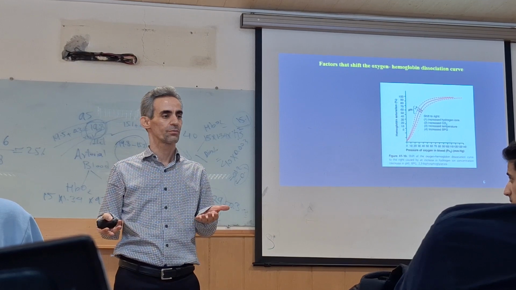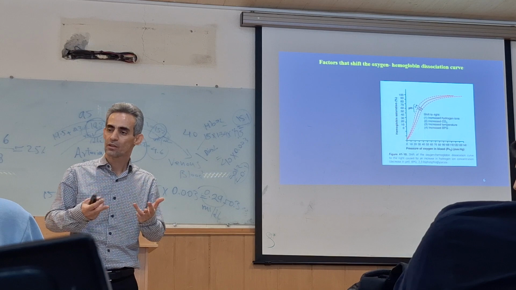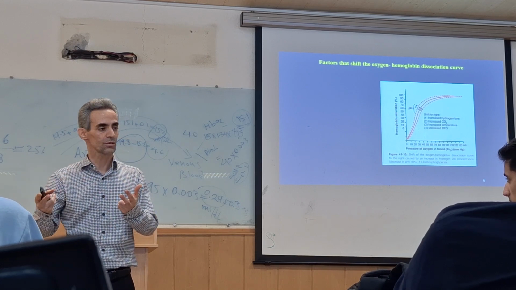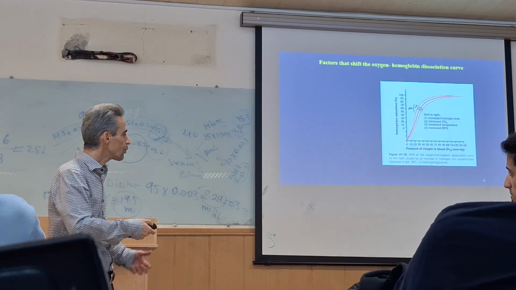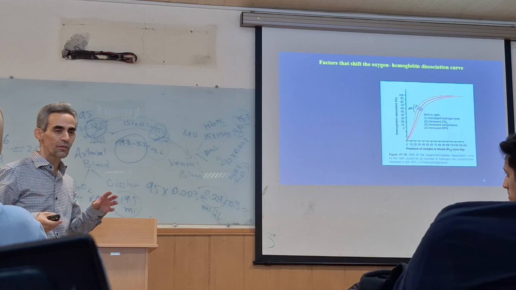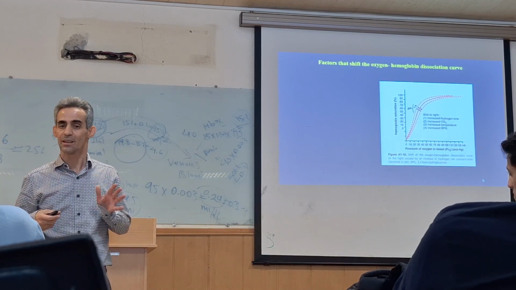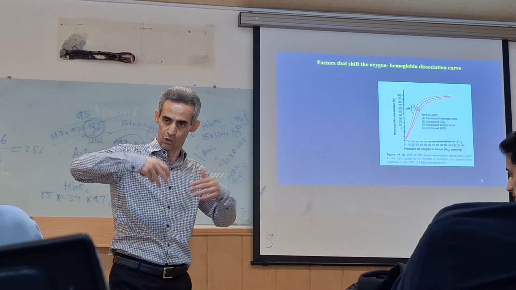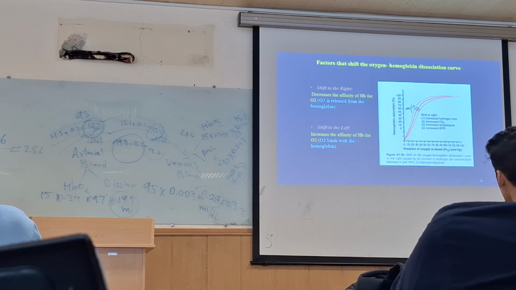Opposite to this, when the carbon dioxide concentration decreases, when the hydrogen ion decreases, when body temperature decreases, or when the amount of bisphosphoglycerate decreases, all of this leads to the left shift. And by left shift, the affinity of hemoglobin increases. Here we can see this shift to right and shift to the left.